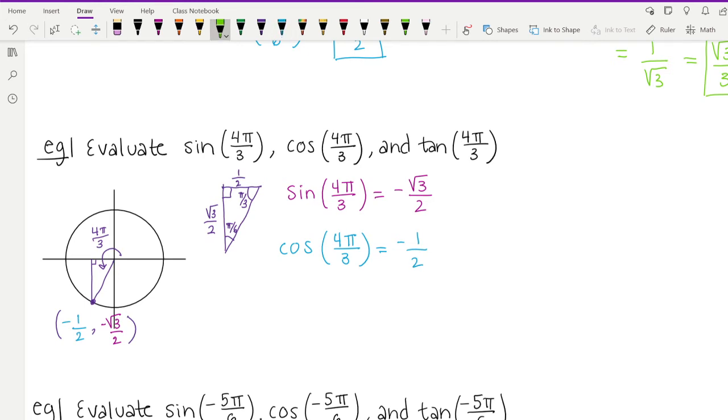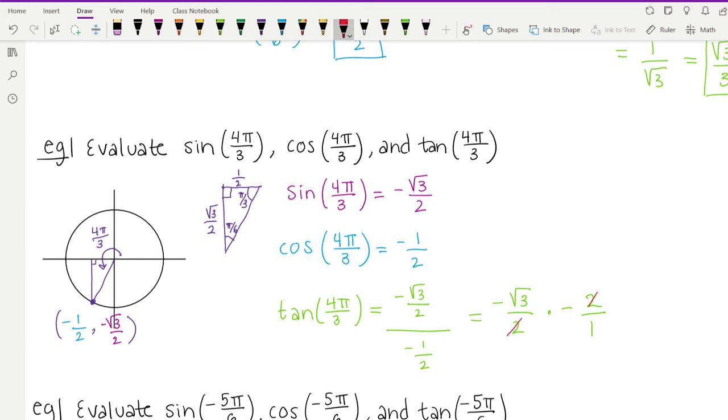And then we know that in order to find tangent, we want to divide those. We want to do sine over cosine. So sine is going to be negative square root of 3 over 2, and then cosine is negative 1/2. So like we did in our last example, we can rewrite this as negative square root of 3 over 2 times negative 2 over 1. So multiplying by the reciprocal of the denominator. And once again, these 2's cancel out.